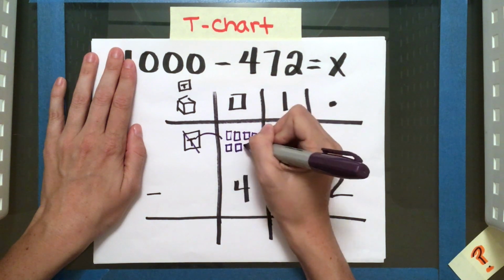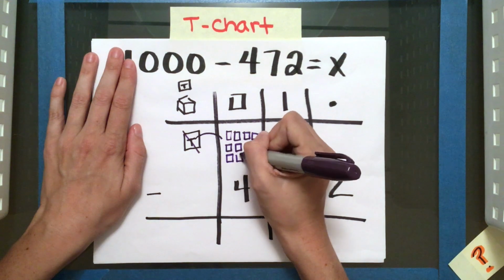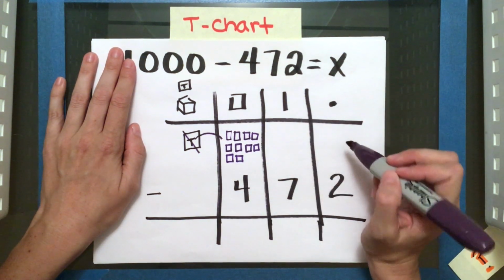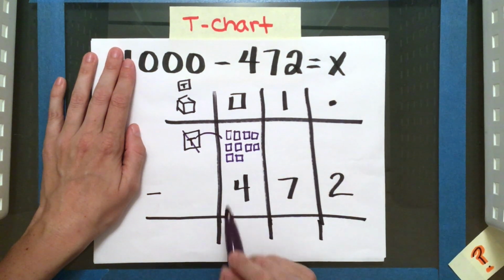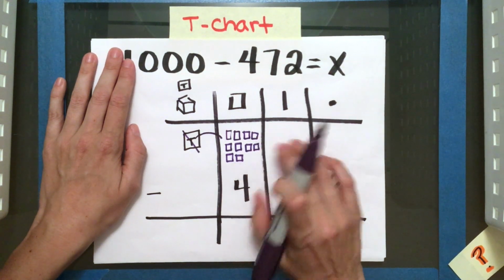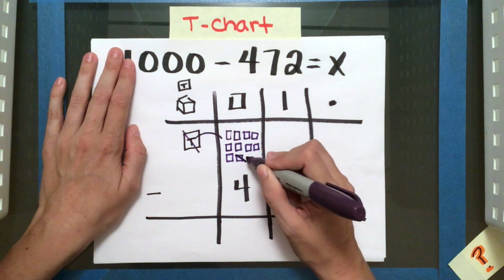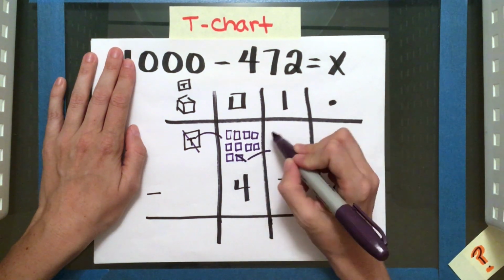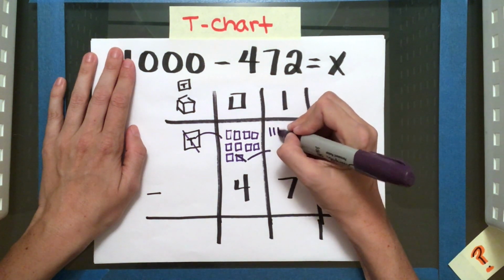5, 6, 7, 8, 9, 10. All right, now, I still don't have those ones to subtract that 2 from, so I have to continue breaking apart these numbers and putting them into the place value below. So I'm going to take this away and put it in the tens place. So I broke apart a 100 block and put it into the tens. 10 tens equals 100.